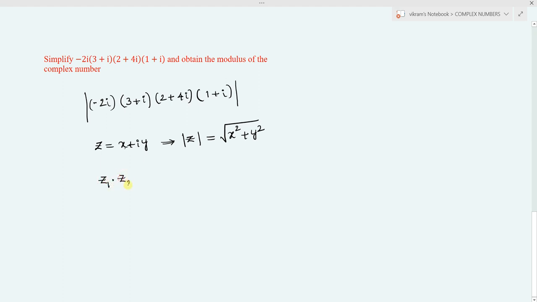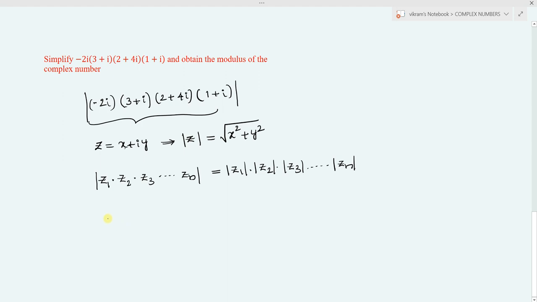If z1 into z2 into z3 and so on up to zn, the modulus of the product can be written as the product of the individual moduli of the complex numbers: mod z1, mod z2, mod z3 and so on mod zn. Okay, so now this is the question.